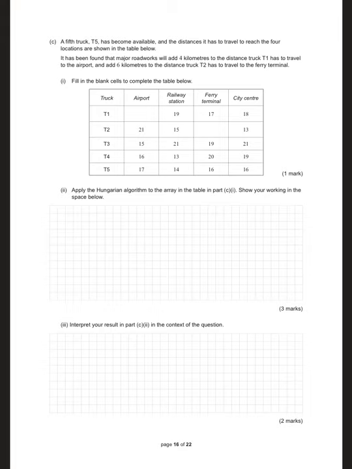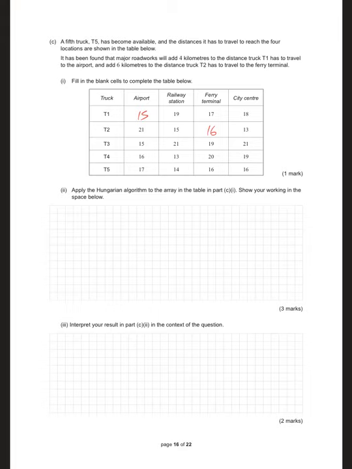A fifth truck has been added. It's been found that major roadworks would add 4 kilometers to the distance truck 1 has to travel to the airport, and 6 kilometers to the distance truck 2 has to the ferry terminal. So it's going to be... what does it say in the previous one? 11 plus 4 is 15. 10 plus 6 is 16. Alright, so that's my printout. Now I need to do the answers.